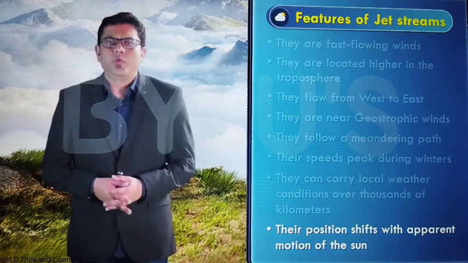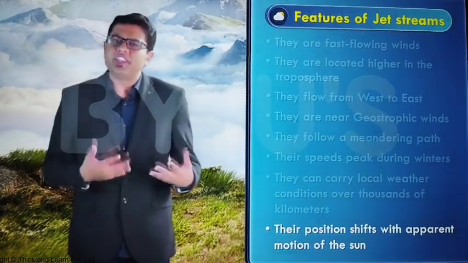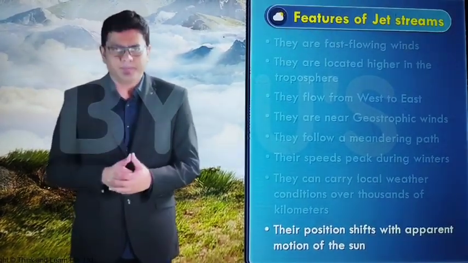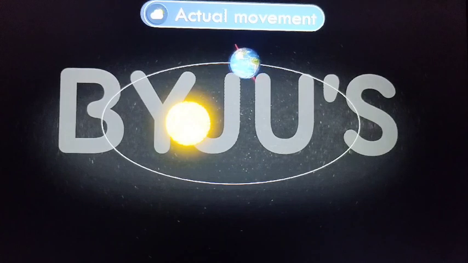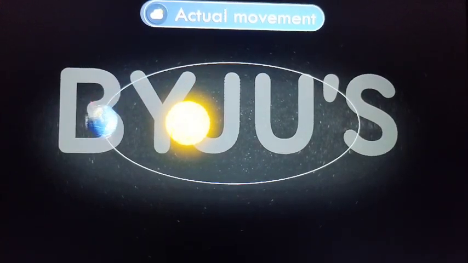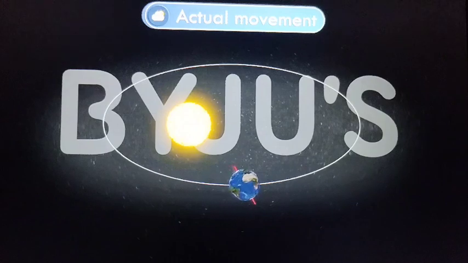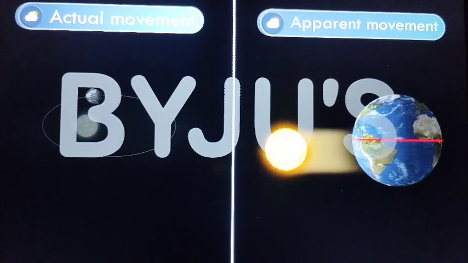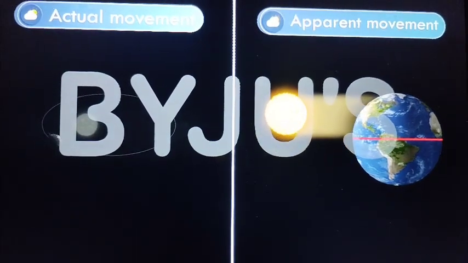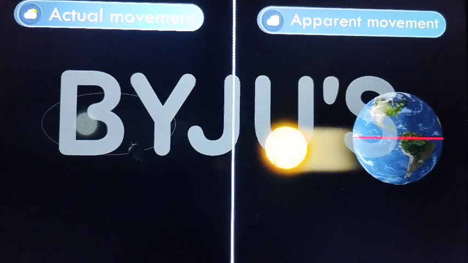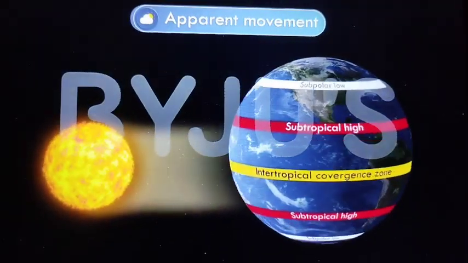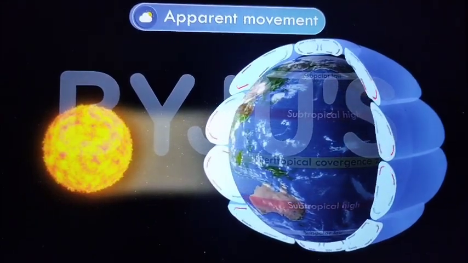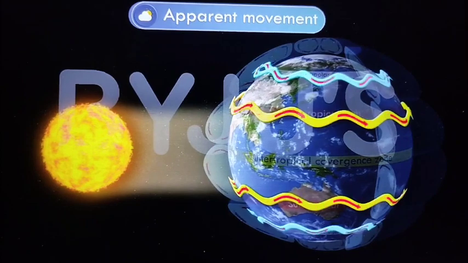Now lastly, one of the most peculiar features of jet streams is that their position shifts with the apparent motion of the sun. We know about the apparent motion of the sun, right? As Earth moves around the sun in one full revolution, the position of the sun changes with respect to an observer from the Earth's point of view. This apparent motion of the sun changes the position of the pressure belts, all the cells, and as a result of it, the positions of jet streams as well.